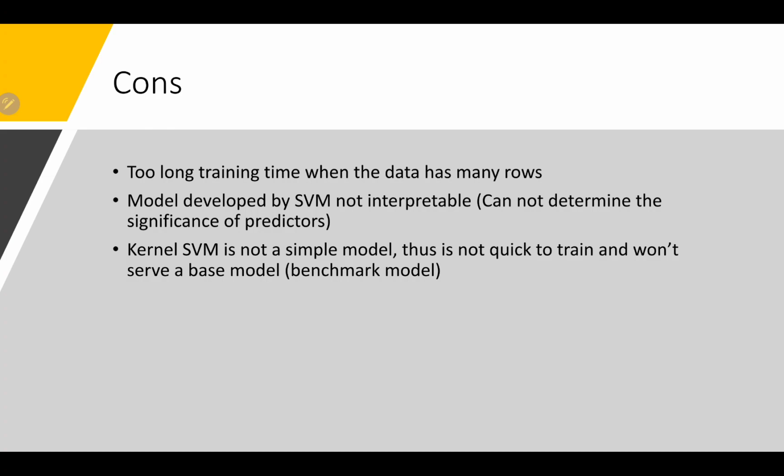Yeah, as I said, one of the main cons is that when you have too many rows, it can get really slow. And the models themselves developed by SVM are not really interpretable. So compared to linear regression and those kinds of models, they are not very much explainable. And they're not very simple models as well. So other than the linear SVM, you cannot take them as base models.